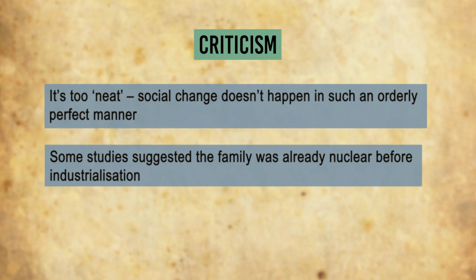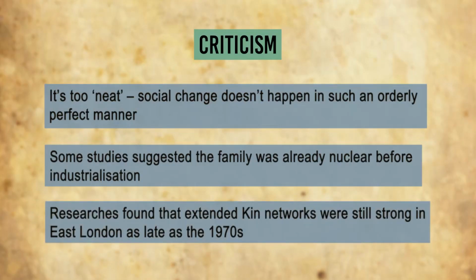Some studies also suggested that the family was already nuclear before industrialization. It's not that industrialization brought the change into the family structure and the nuclear family came for the first time in the industrial society. It was there earlier also, maybe in less numbers, but it was there. Researchers found that extended kin networks were still strong in East London, where they did the research, as late as the 1970s.